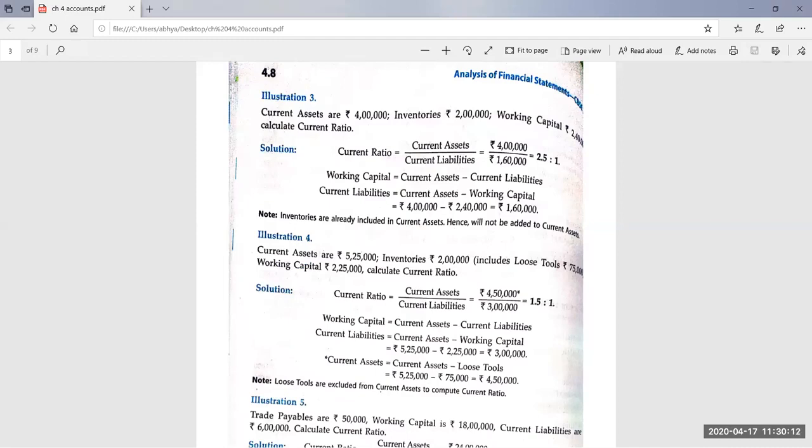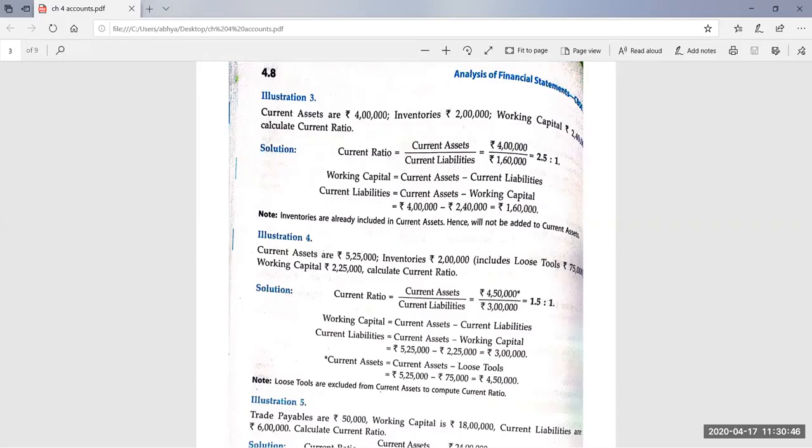Current ratio equals current assets upon current liabilities, which is equal to 4,50,000 upon 3 lakh. The answer is 1.5 is to 1, which is correct. Anmol has given me the correct answer. Harshita has also given me the correct answer, but beta, you are writing 3:2. Always write the ratios in lowest form. 3:2 is equal to 1.5:1. So what mistake have you done?